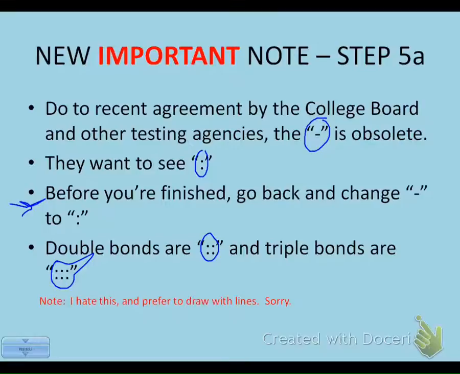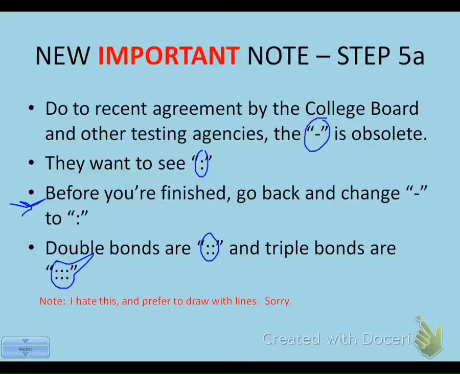Now the note at the bottom of the page, this is just my personal opinion. I hate all those dots. When I learned to do this, I liked having the lines to show me the difference between a shared pair and a non-bonding or lone pair. So when I'm doing this to work, I want to draw my Lewis structures with those lines there. That helps me with geometry. I think it will also help you be able to assign the geometries later.